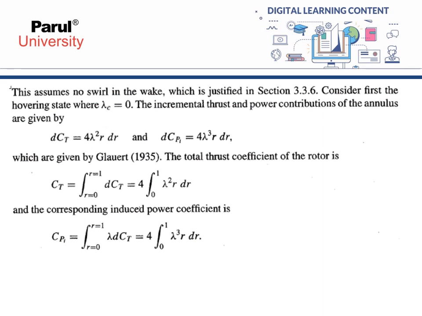Consider first the hovering state where λ_c is equal to 0. The incremental thrust and power contribution of the annulus are given by dC_T = 4λ² r dr and dC_Pi = 4λ³ r dr, which are given by Glauert, 1935. The total thrust coefficient of the rotor is C_T = integration from r equal to 0 to 1 of dC_T = 4 integration 0 to 1 λ² r dr, and the corresponding induced power coefficient is C_Pi = integration from r equal to 0 to 1 of λ dC_T = 4 integration 0 to 1 λ³ r dr.